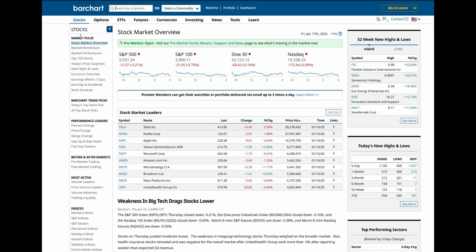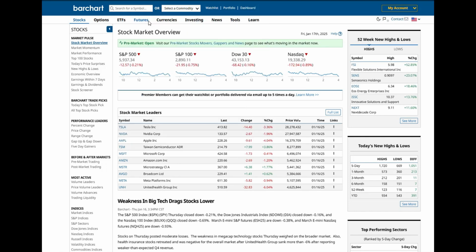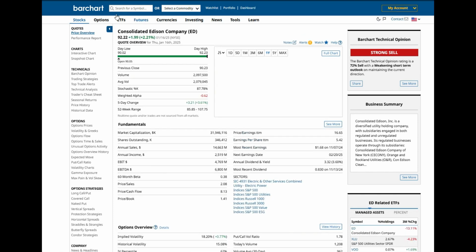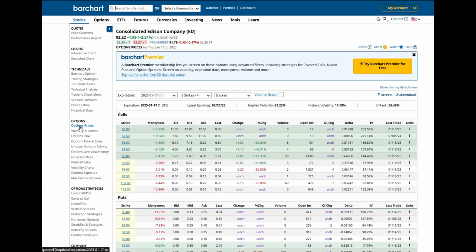Okay, let's go through BarChart, and I'll show you how I plug this into my portfolio in case you haven't worked with BarChart. Again, the symbol we're searching for is ED, which is Consolidated Edison. Now that brings up the Greeks and the chart and some other stuff. We're looking for the options. I'm going to blaze through this, so if you want to pause it or whatever, you can.